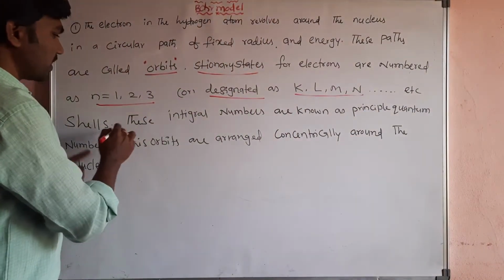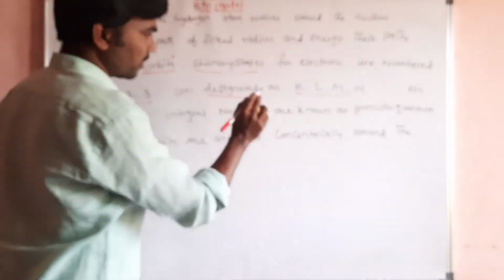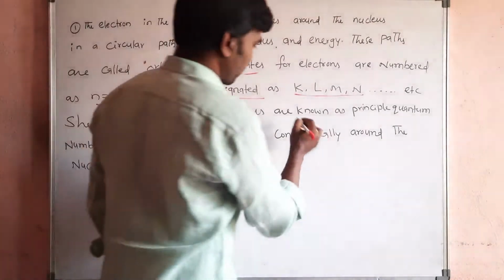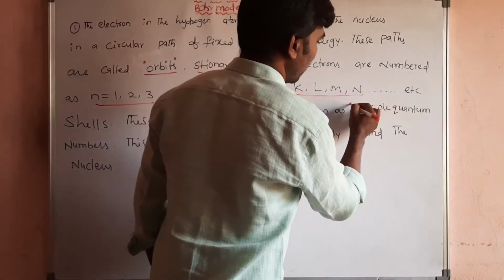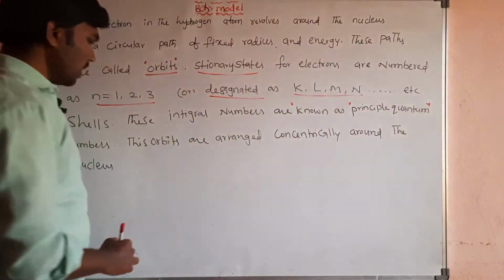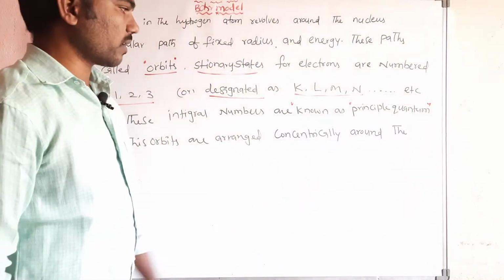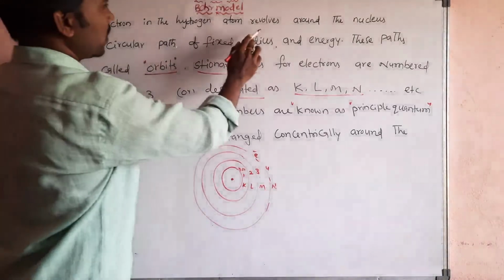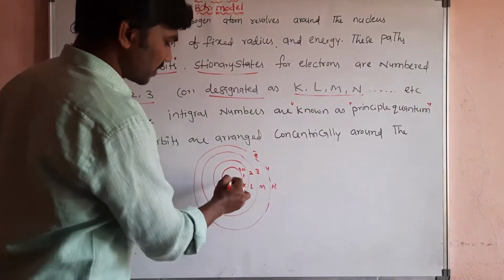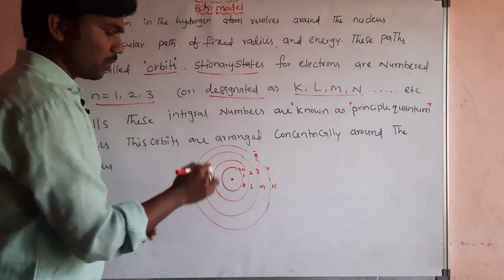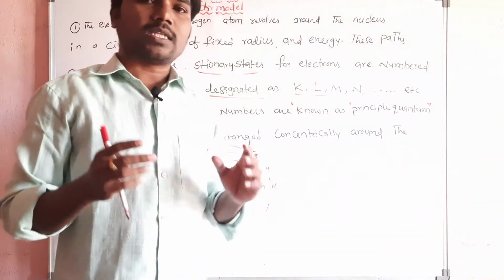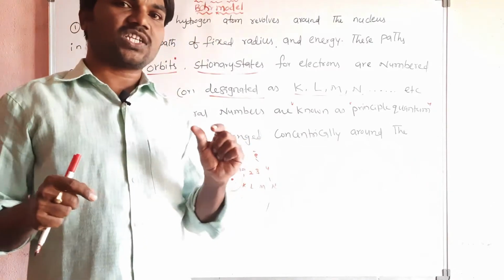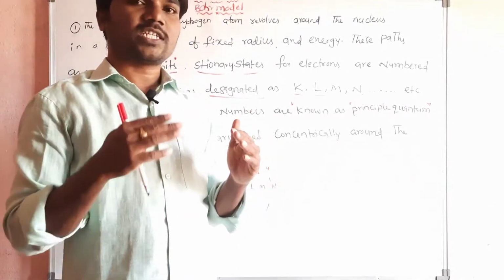And these shells are named like this. These integral numbers are known as principal quantum numbers. These orbits are arranged concentrically around the nucleus. So what is the statement? The electron in the hydrogen atom revolves around the nucleus in circular paths. These circular paths are called stationary orbits or stationary states.